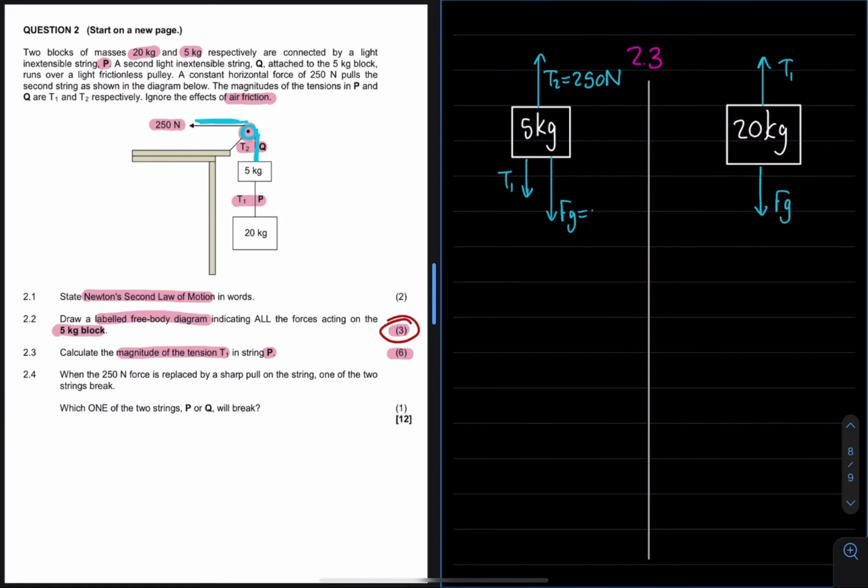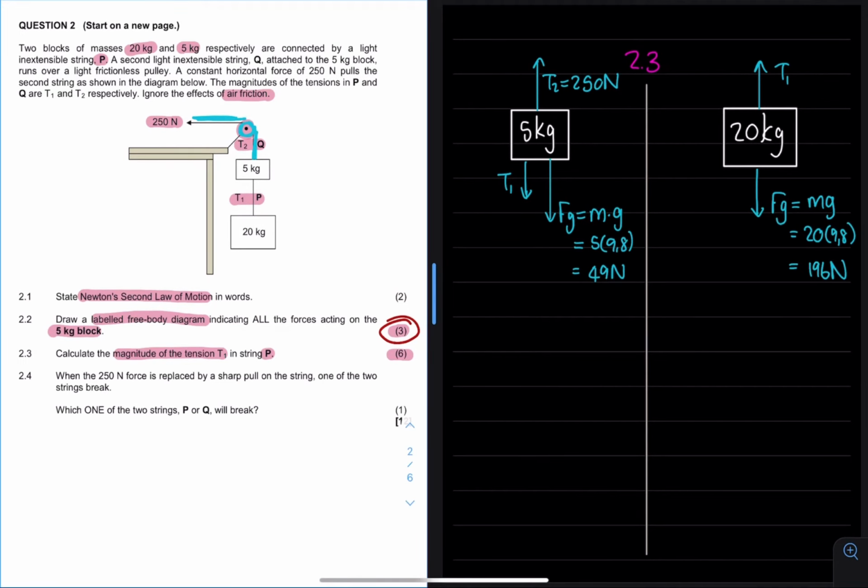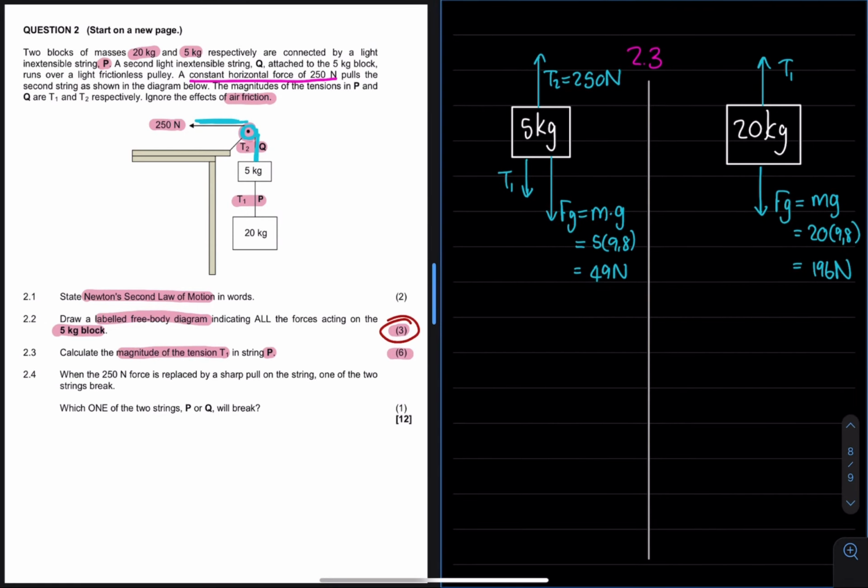The gravity we can calculate as mass times g, and we can do the same for the 20 kilogram block. Now, seeing as we have a constant horizontal force of 250 Newton, we can apply Newton's second law for both bodies. My direction of motion would be up positive and down negative.